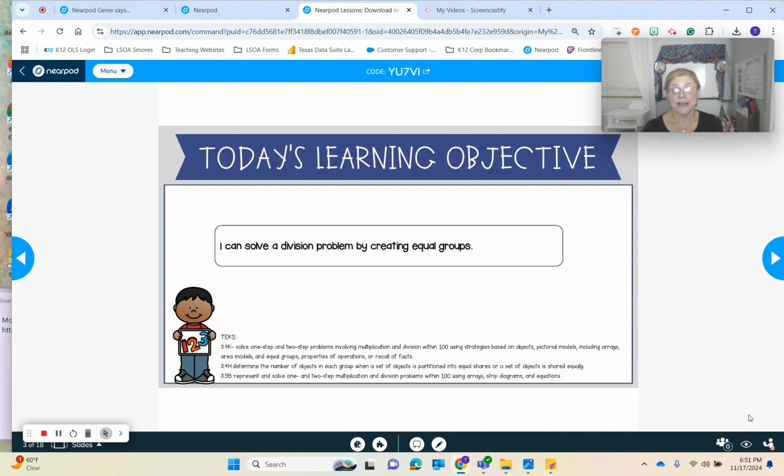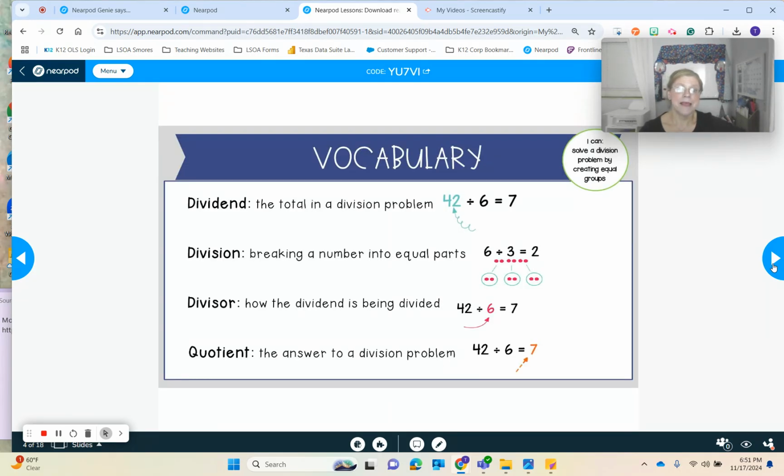But today we are going to talk about how we can solve division problems by creating equal groups. Yay! So, like we talked about on Thursday of last week, here are some of the vocabulary words that we need to know for division. The first one being the dividend. The dividend is that total amount in a division problem. So we have 42. So that's like the large amount that we need to break up.